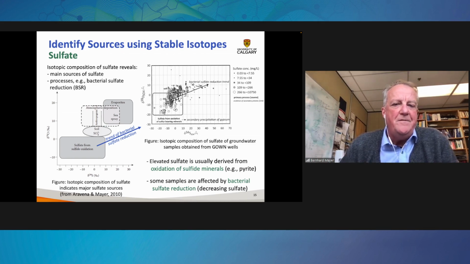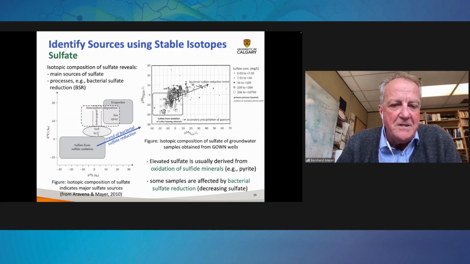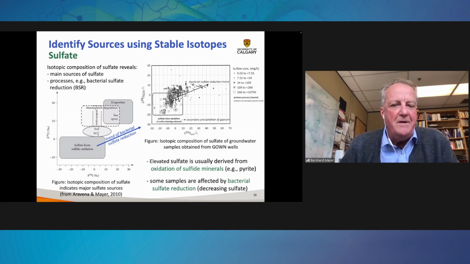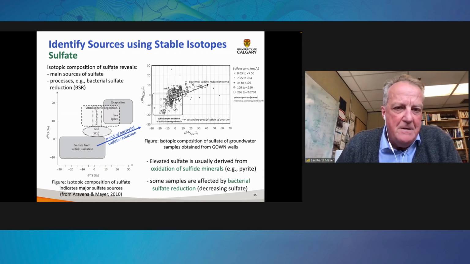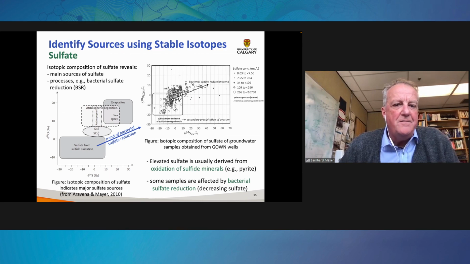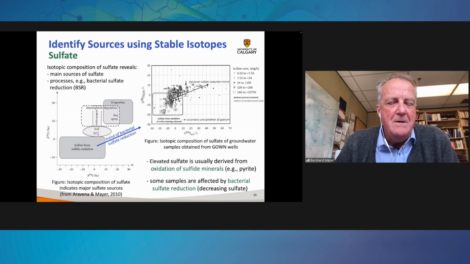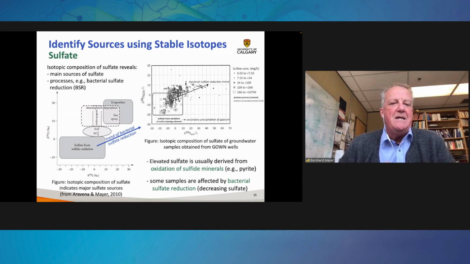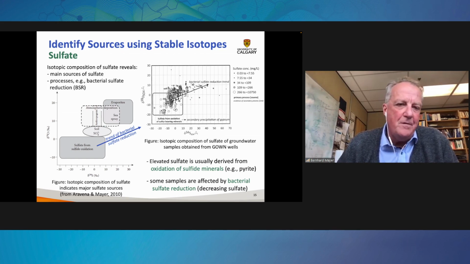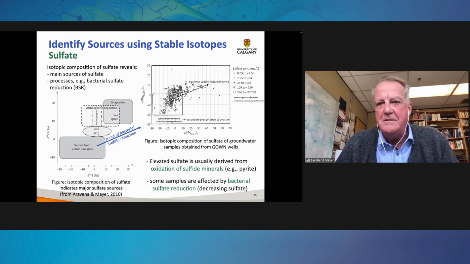So elevated sulfate in Alberta groundwater is almost always derived from pyrite oxidation, and this might happen either in the tills or in the marine bedrock in the subsurface. In some areas, and you see that indicated by the black arrow, we also find indication bacterial sulfate reduction is happening. And that indicates that this technique can not only identify the sources of sulfate, but also identify processes which remove sulfate from the groundwater, such as bacterial sulfate reduction.